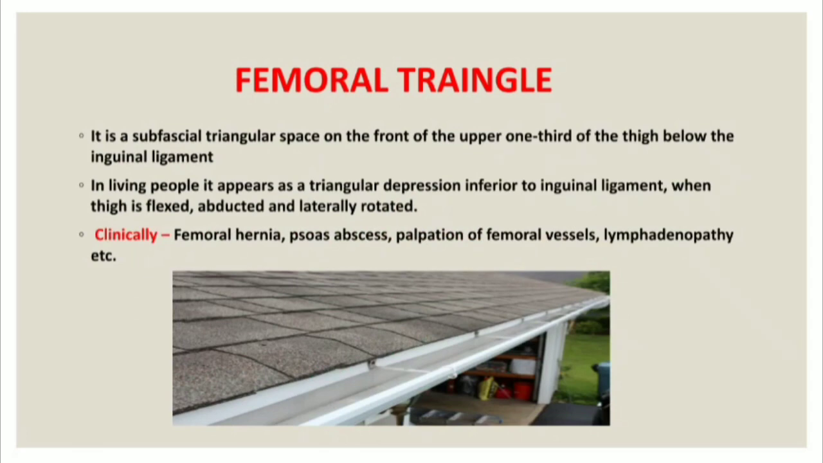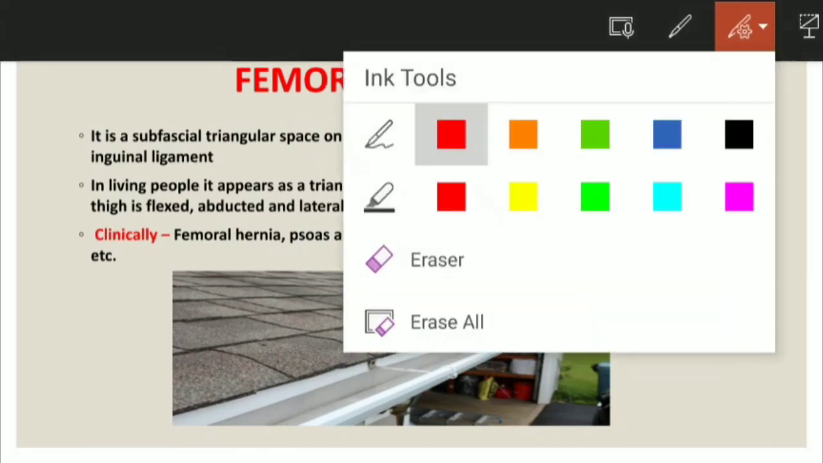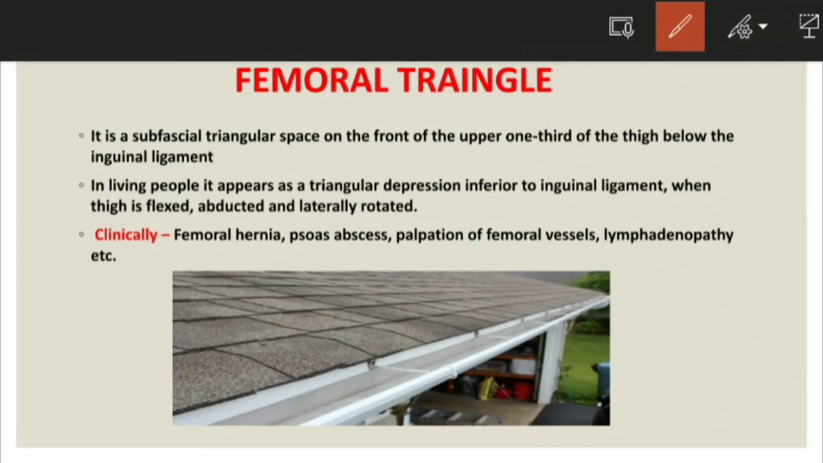So what do you mean by femoral triangle? It's a subfascial triangular space. There is a subfascial triangular space on the front of the upper one-third of the thigh below the inguinal ligament. This is the common definition. I'll let you know what this means.